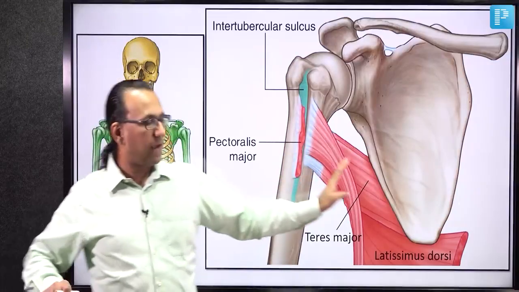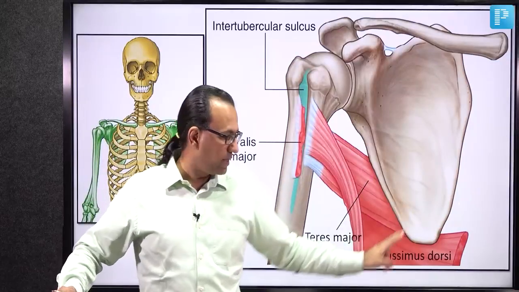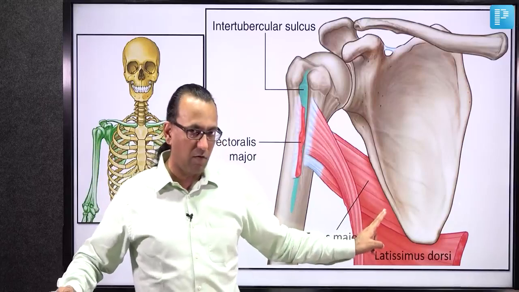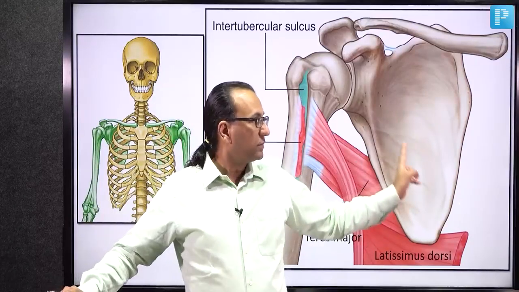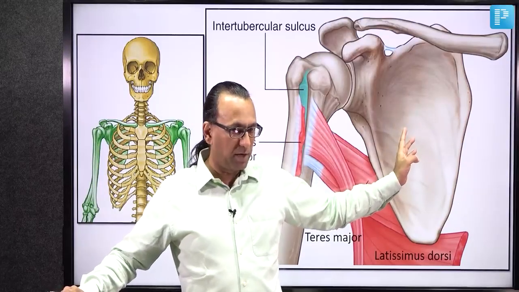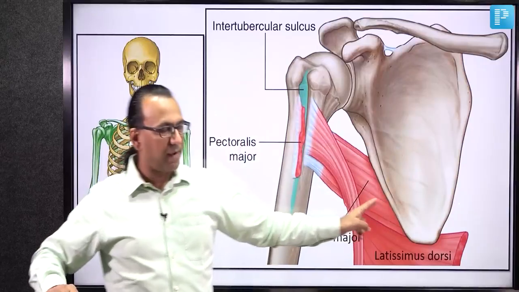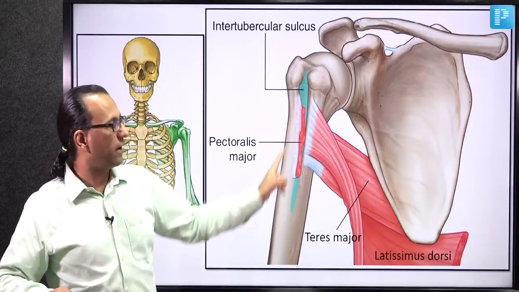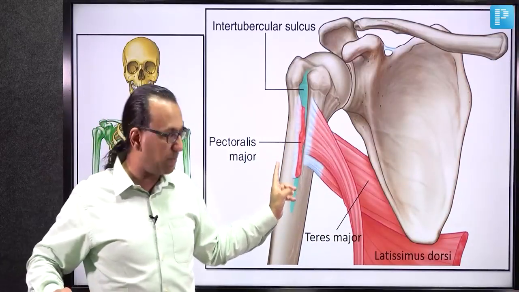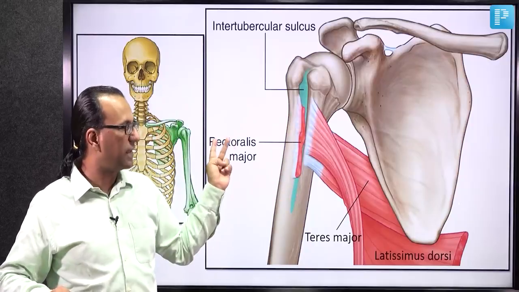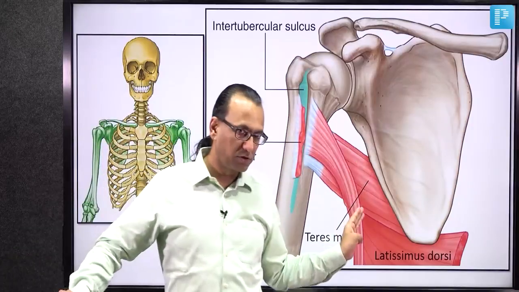Now in the posterior wall of the axilla, you will see three muscles, namely the latissimus dorsi, teres major, and one more which is coming from the anterior aspect of the scapula, the subscapularis muscle. Whereas on the anterior wall of the axilla, you will have two muscles. One is pectoralis major, and under cover of that will be pectoralis minor. So two muscles in the anterior wall of the axilla and three muscles in the posterior wall of the axilla.